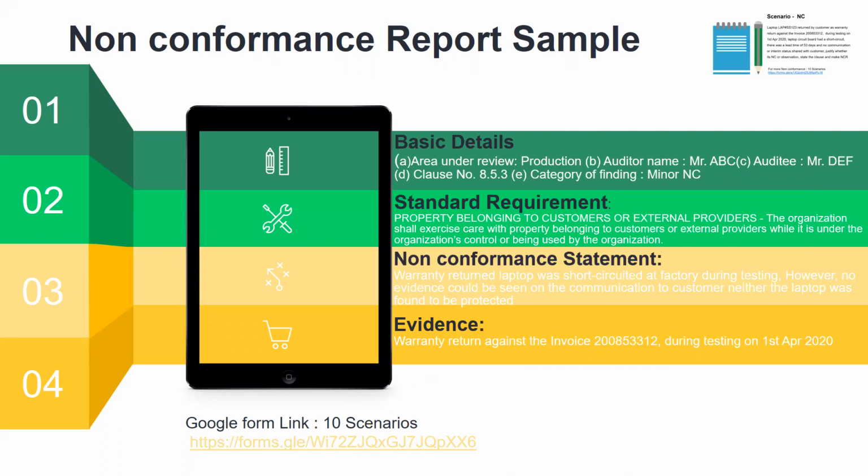What is the non-conformity? You need to connect the dots. The warranty return laptop was short circuited at the factory during testing. However, no evidence could be seen of communication to the customer, nor was the laptop found to be protected. And what is the evidence? Warranty return against this invoice number, during the testing on this date. So this is how we need to write the non-conformity: precisely, concisely, confidently.